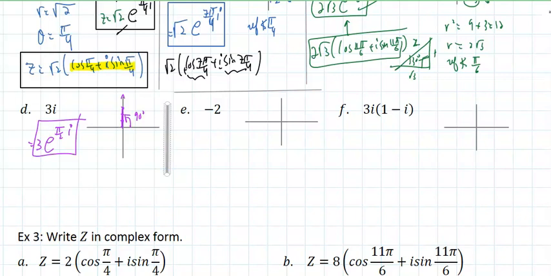How about if I had negative 2? Doesn't that mean you move 2 left? You're right there. Isn't the radius 2? And what's the angle? Pi i.